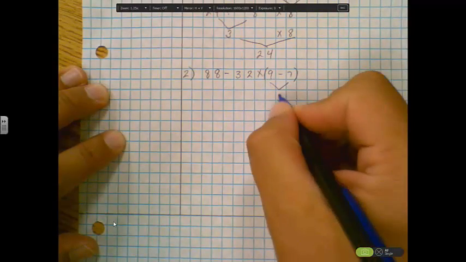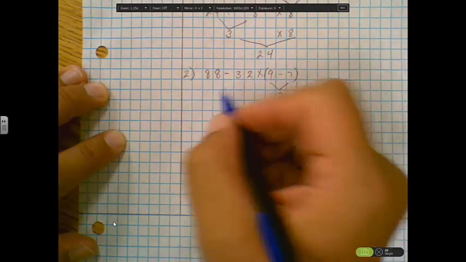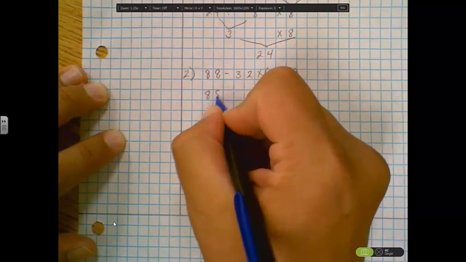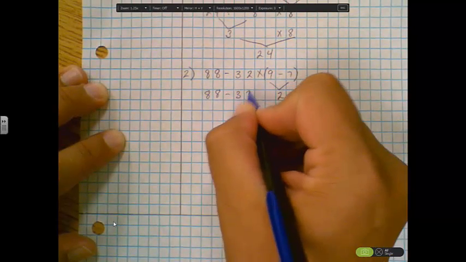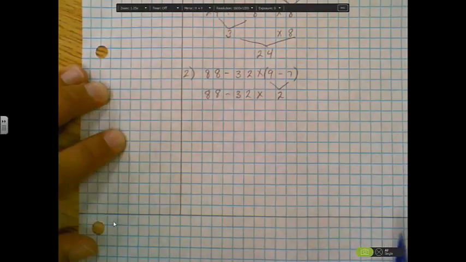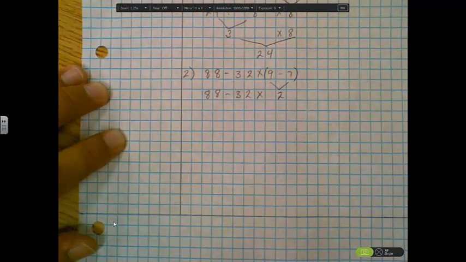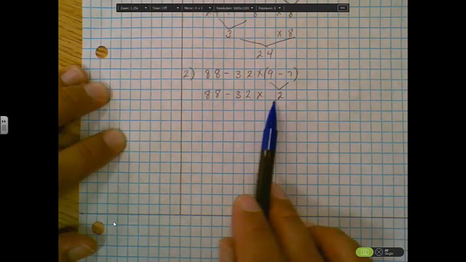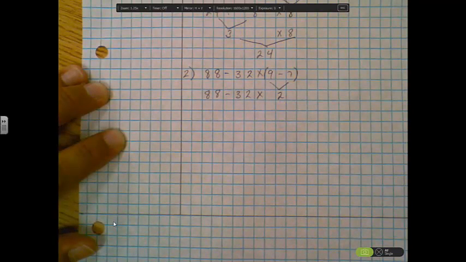9 minus 7 is equal to 2, and then bring down everything else, so that's 88 minus 32 times 2. The next thing we look for is exponents. We look across here, no exponents, so we can skip that step. If there's not something there, we can skip it.